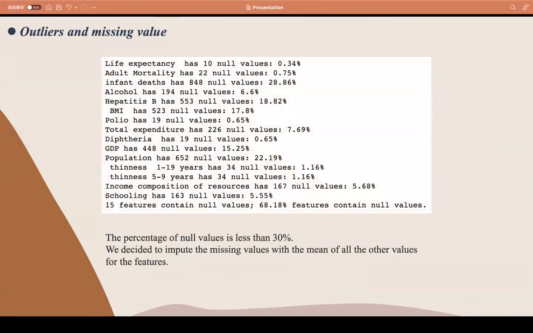Next, we go through the whole data set and examine the missing values. We found that the percentage of null values is less than 30%, and we decided to impute the missing values with the mean of all other values of the feature.